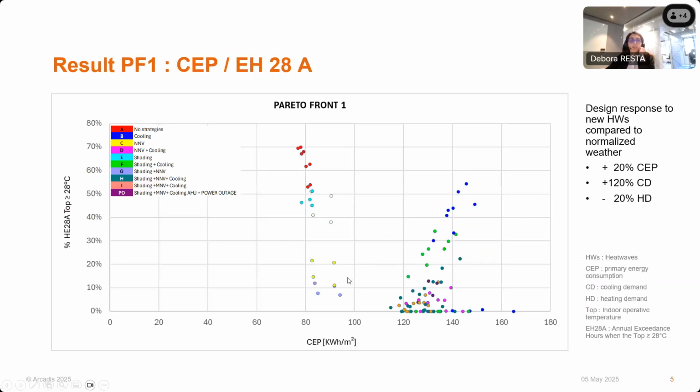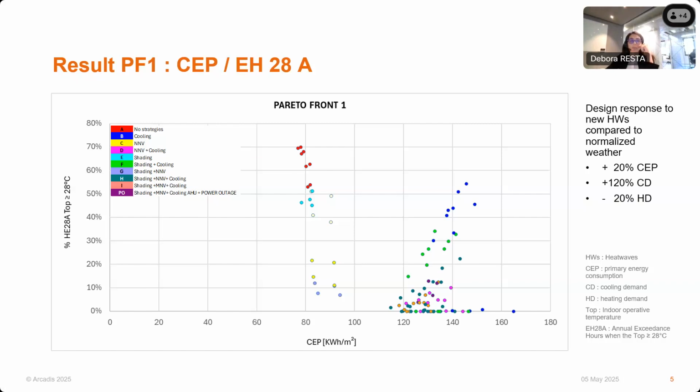We tested 25 configurations under two heat wave scenarios. So we have a total of 100 cases visualized in a Pareto chart. This graph shows on the x-axis the primary energy consumption and on the y-axis the overheating percentage. Each point on the graph corresponds to one of the 100 combinations analyzed. And to visually emphasize our results, we use color coding for different strategies: no strategy red, cooling blue, natural ventilation yellow, and then we combine all the strategies.